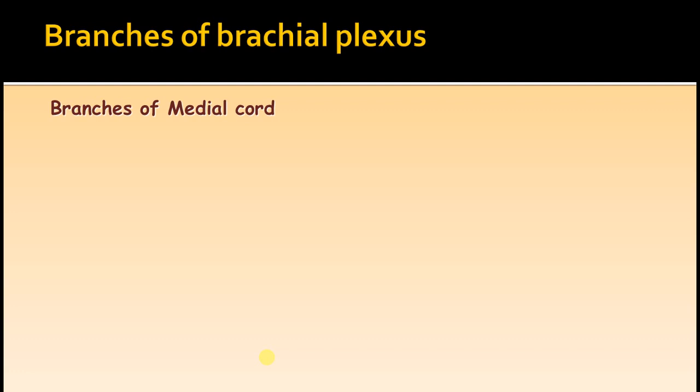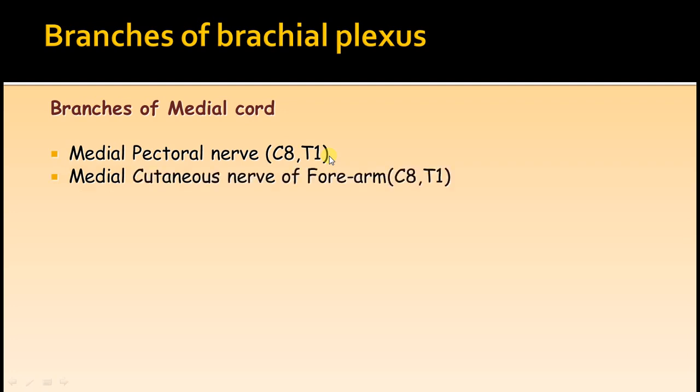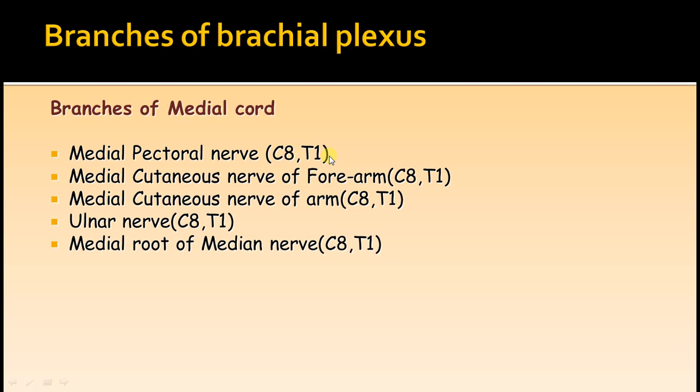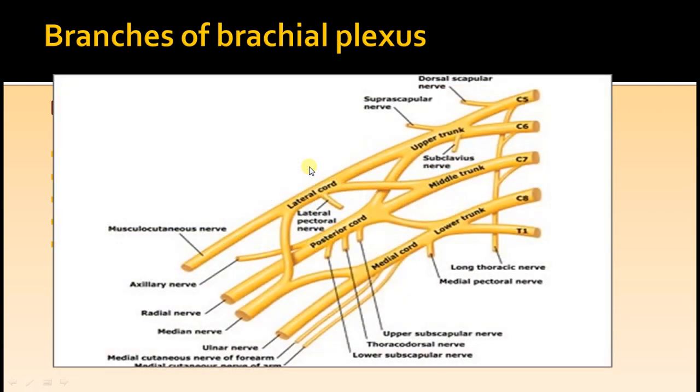We'll move on to the branches of the medial cord. There are 5 branches: medial pectoral nerve, medial cutaneous nerve of forearm, medial cutaneous nerve of arm, ulnar nerve and medial root of median. I repeat, medial pectoral nerve, medial cutaneous nerve of forearm, medial cutaneous nerve of arm, ulnar nerve and medial root of median. That is the medial cord here for you.